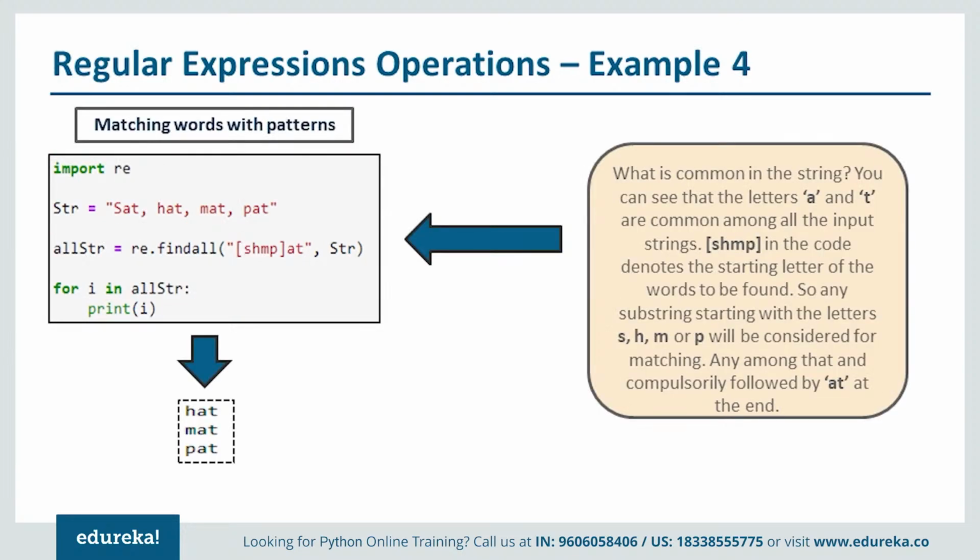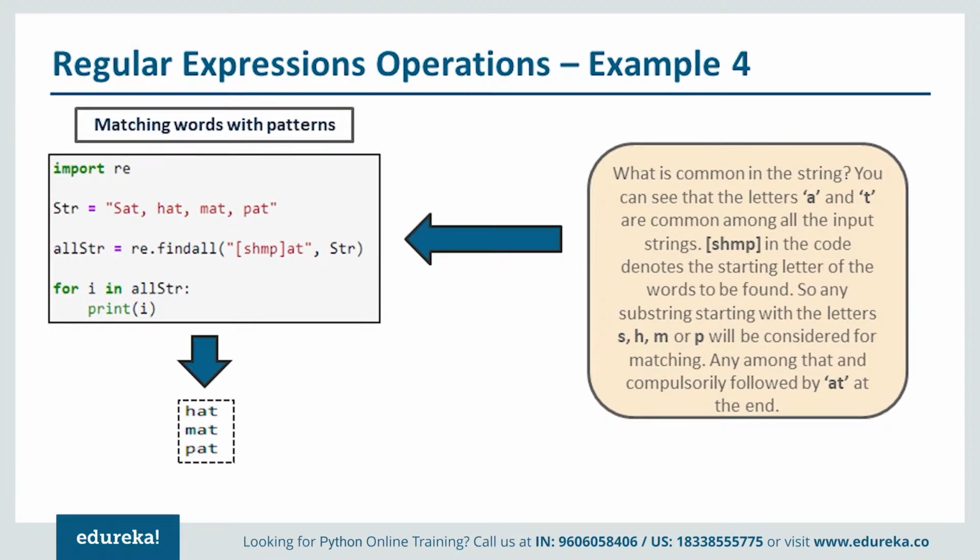Now the second one, in this one we are just trying to do the matching of the words with patterns, because in the previous ones we are just trying to give the complete string. But if at any moment I don't want to go with one hard coded string, I want to go with multiple strings and dynamic strings, that is where the matching words will come in the picture. Now here we have a string which has sat, hat, mat and pat.